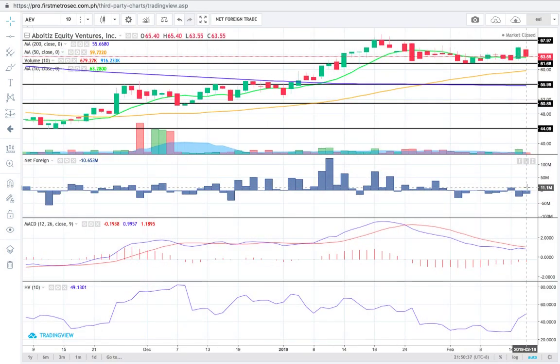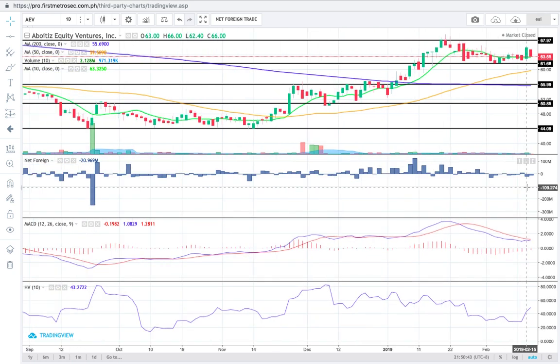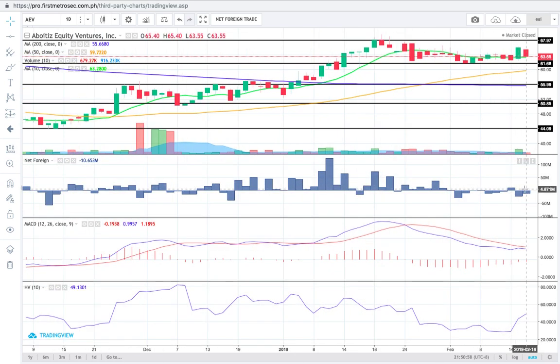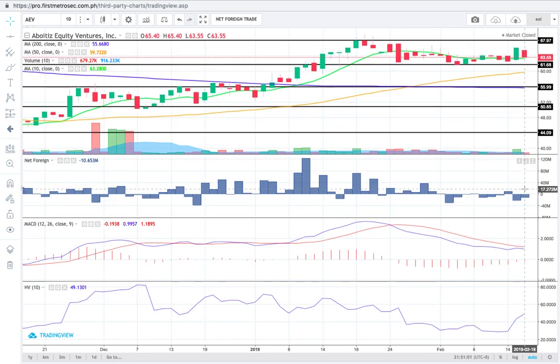Now let's take a look at the participation of the foreign investors on AEV. They still print the normal volume of net foreign money. But today, AEV continued its 2 day streak of net foreign selling. Today net foreign selling totaled almost 11 million pesos. That amount is still not much compared to the amount of money that foreign investors have.